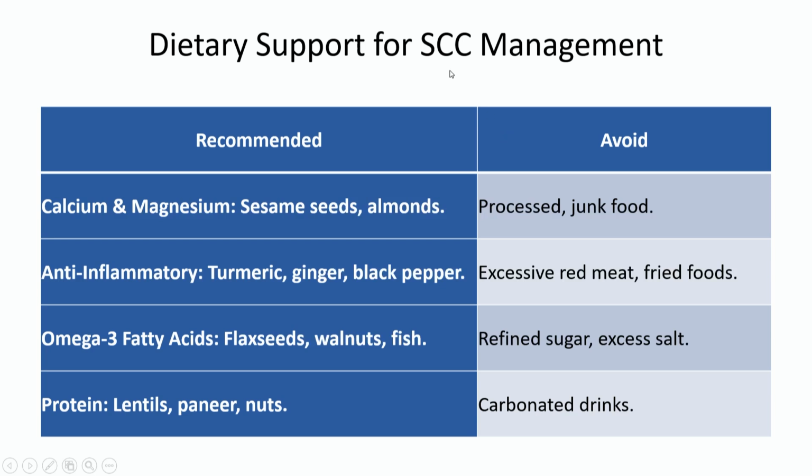A dietary support for this patient is the calcium and magnesium supplement. Sesame seeds and almonds are good for this, but medicines are also coming. Anti-inflammatory foods like turmeric, ginger and black pepper, omega-3 fatty acids like flax seeds, walnuts, fish, and protein like lentils and paneer, nuts. These are the recommended. And avoid processed and junk food, excessive red meat and fried food, refined sugar, excess salt and carbonated drinks.